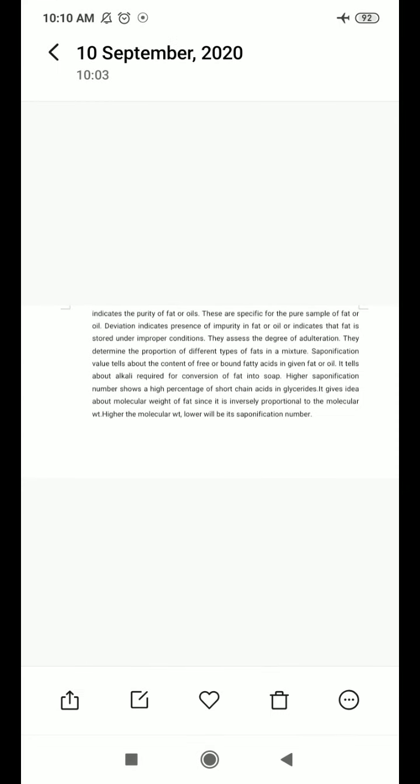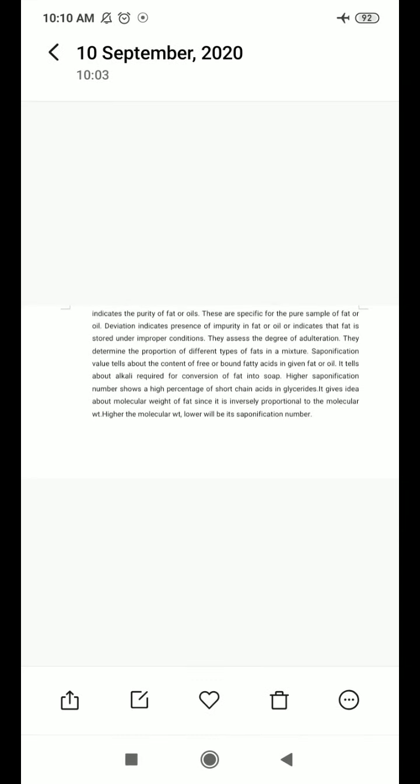Since it is inversely proportional to the molecular weight, if the compound has a higher molecular weight, then the saponification value is lower, and if the compound's molecular weight is lower, then the saponification value is higher. This is the relation between molecular weight and saponification value.